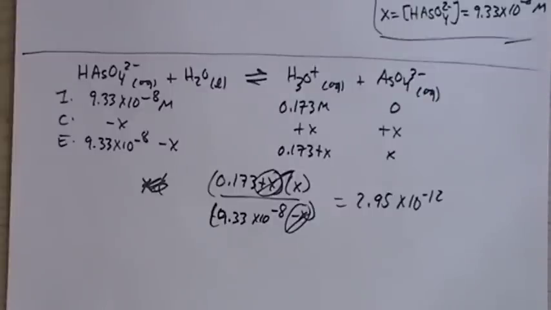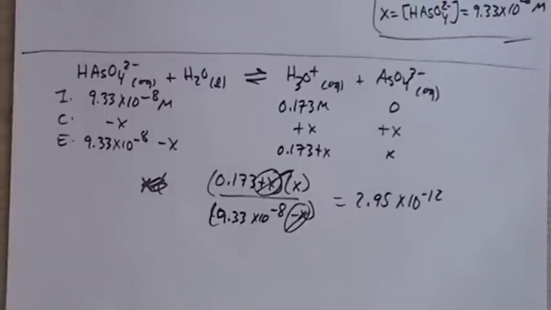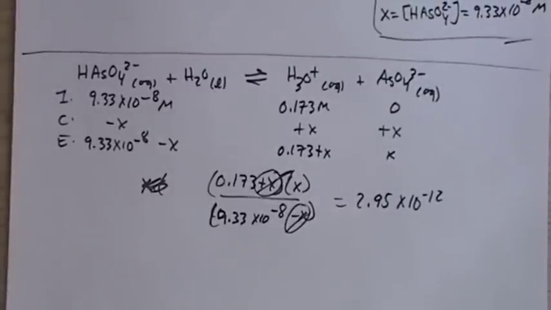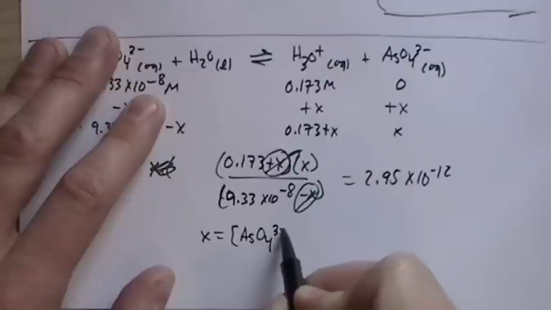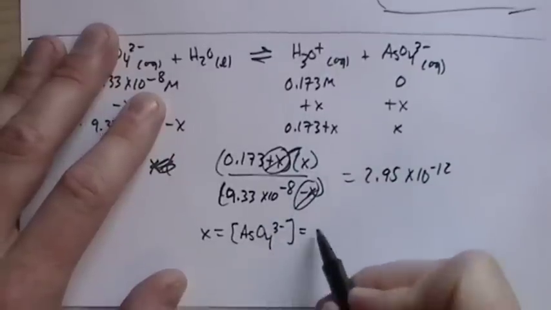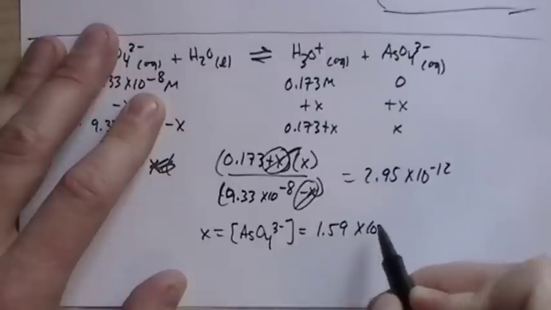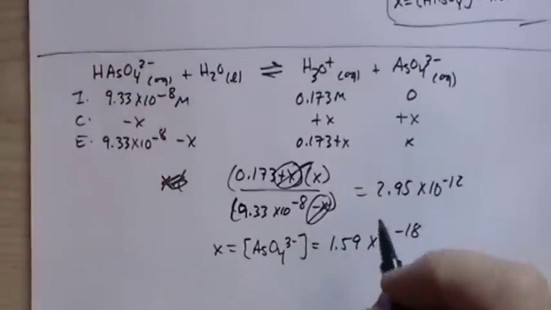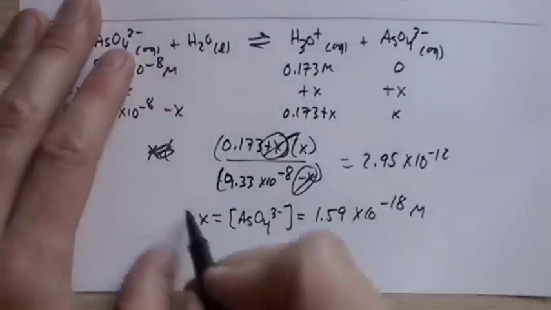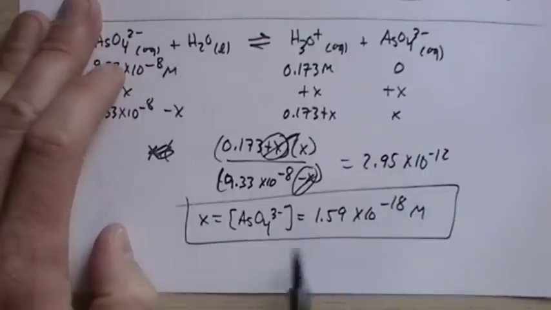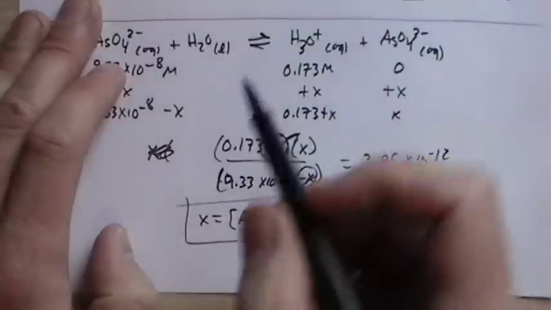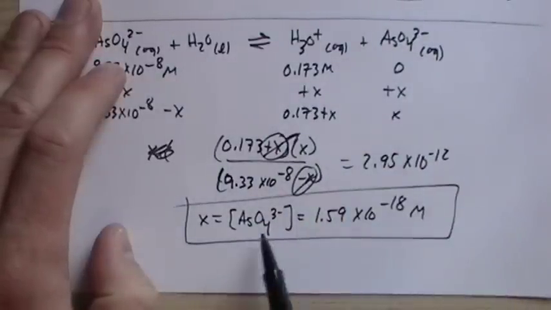And I'm just working this out by the computer, the program. And x, which is the concentration of AsO4 3 minus, is equal to 1.59 times 10 to the minus 18. I think that's an 18, yep. Molar. Hardly matters when you get down to that point, but we want to get it right. But notice that that's our last concentration. We've figured out all the concentrations, we've figured out the pH.